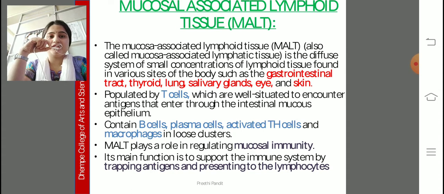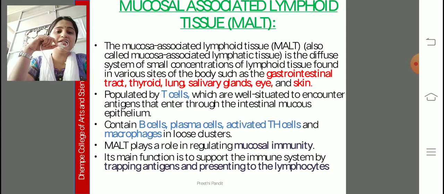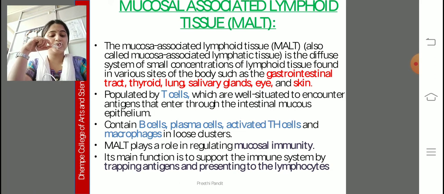So this immune response is populated by T cells, which are well suited to encounter antigens that enter through the intestinal mucosal epithelium. They contain the B cells, plasma cells, the activated T helper cells, and the macrophages in loose clusters. MALT plays an important role in regulating mucosal immunity, and its main function is to support the immune system by trapping antigens and presenting them to the lymphocytes.